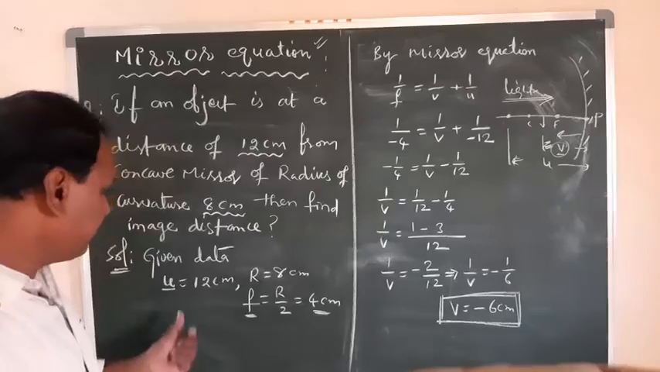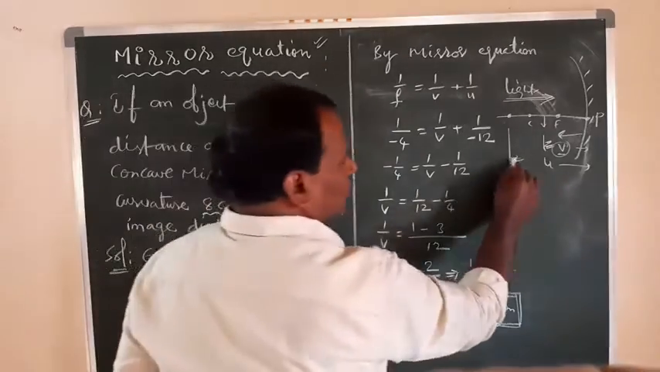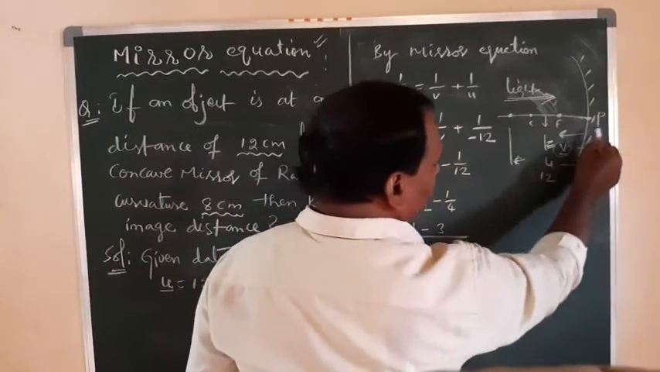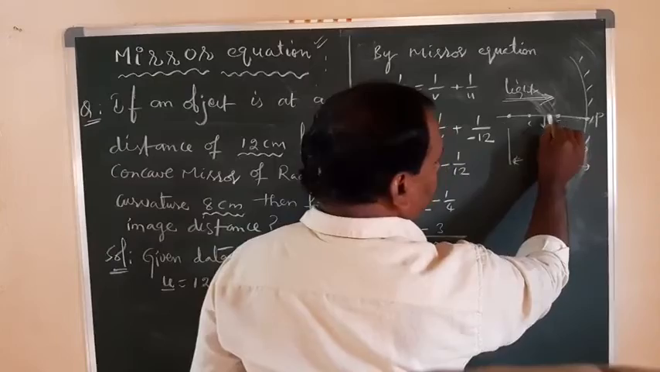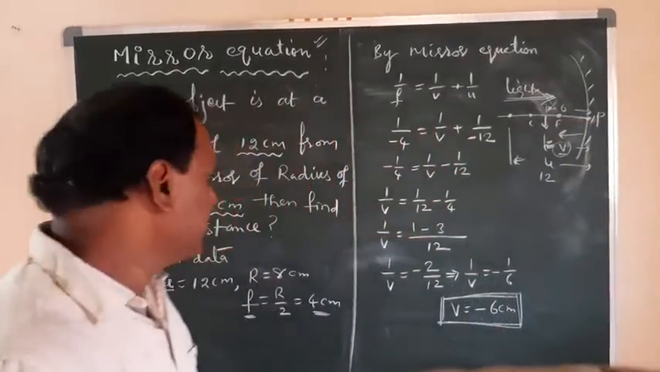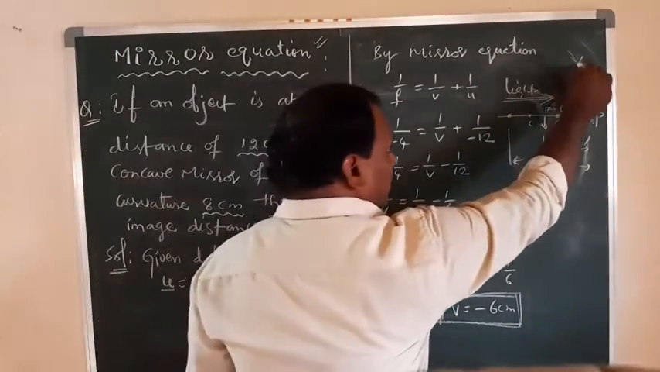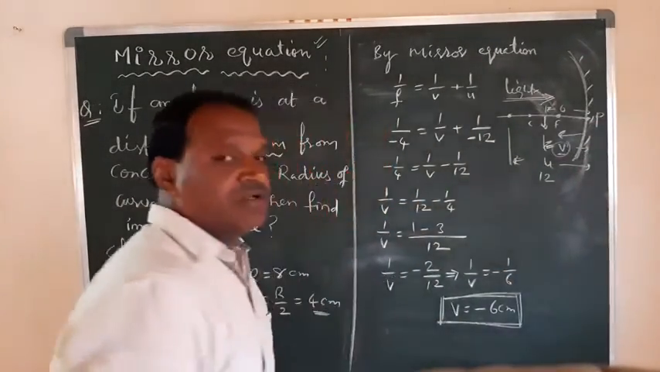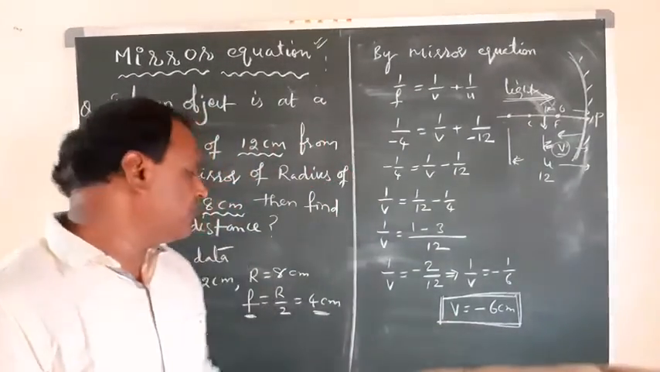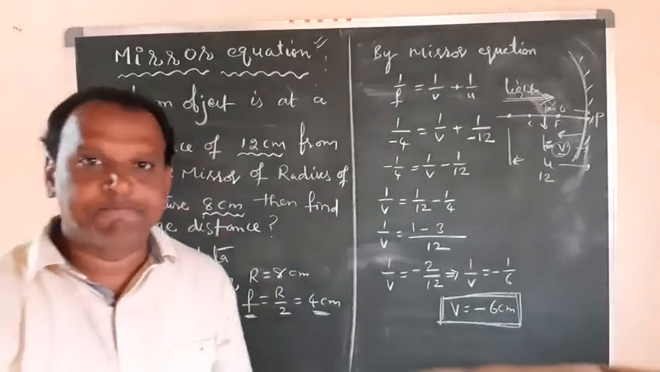So here the object distance is 12 centimeters, that is here to here, and at 6 centimeters only you are getting the image formation. Here to here it is 6 centimeters only, provided its radius of curvature is 8 centimeters. This mirror has a radius of curvature of how much? 8 centimeters. Then this is the value where the image is formed for an object kept at a distance of 12 centimeters from the mirror, isn't it?